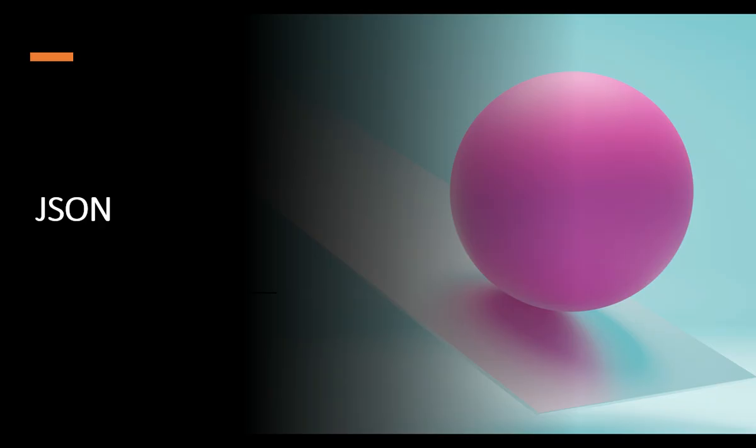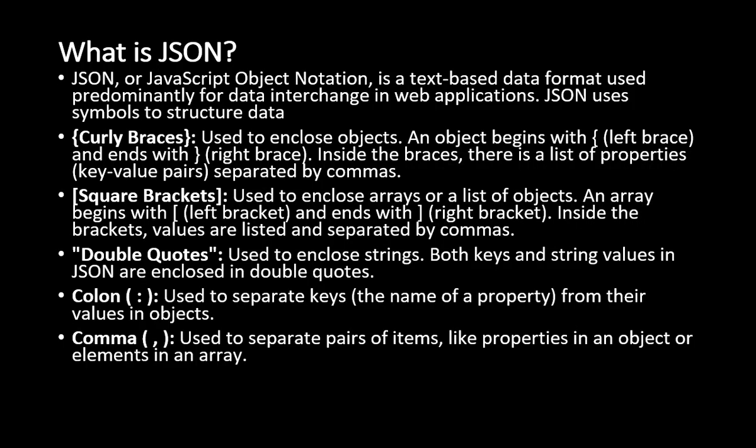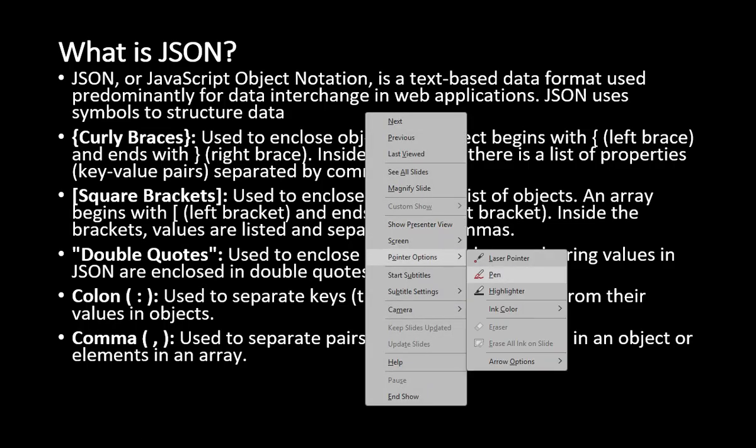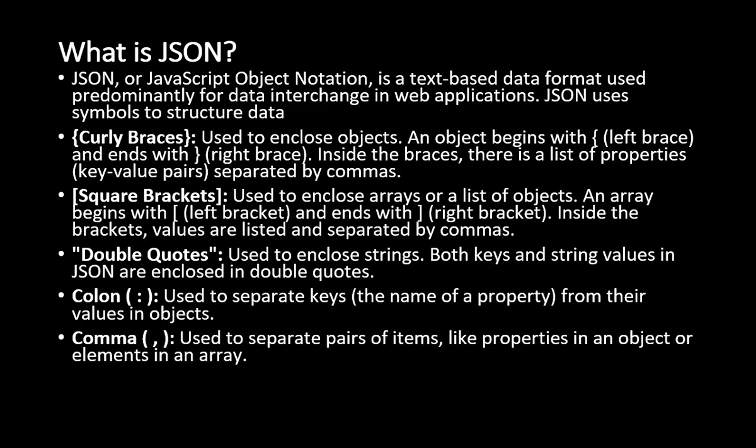Let's see and understand what is JSON. So, JSON is a JavaScript Object Notation. It is a format which is used very widely for data exchange in web applications.